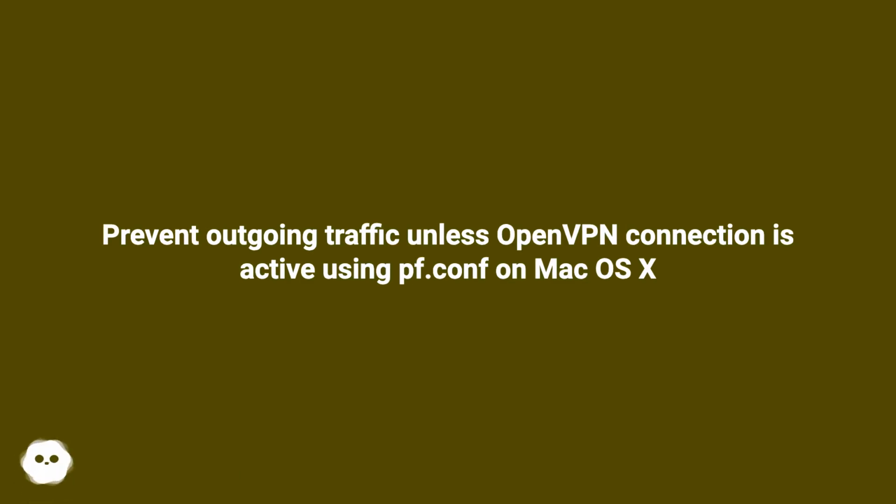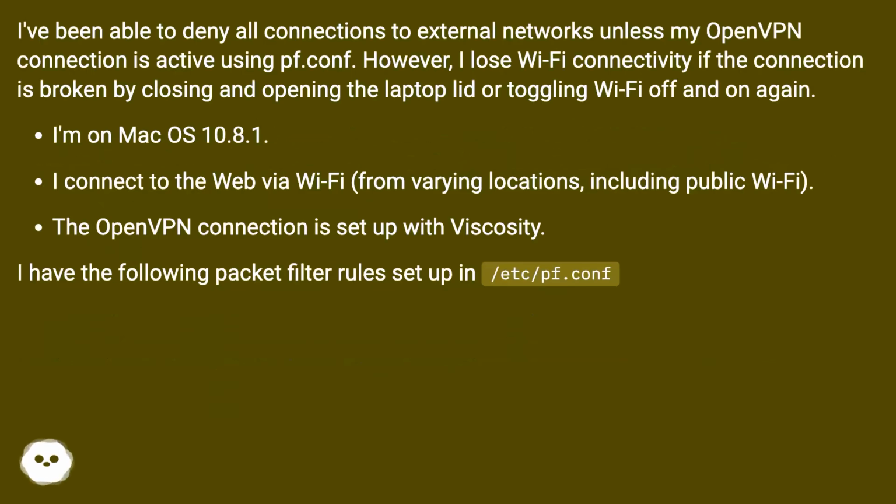Prevent outgoing traffic unless OpenVPN connection is active using pf.conf on Mac OS X. I've been able to deny all connections to external networks unless my OpenVPN connection is active using pf.conf. However, I lose Wi-Fi connectivity if the connection is broken by closing and opening the laptop lid or toggling Wi-Fi off and on again. I'm on Mac OS 10.8.1.